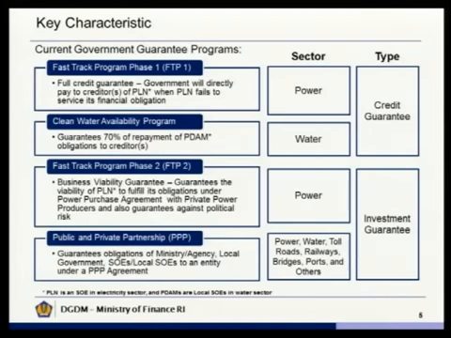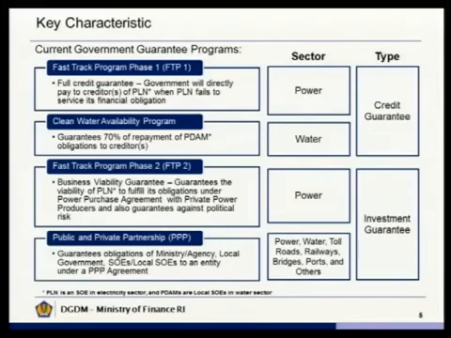The second program is clean water availability. This is a partial guarantee. The government guarantees only 70% of the principal of the PDAM obligation to the creditor. And the third, fast track program phase two. This is also where the government assigned PLN to build 10,000 megawatt, and the government guarantees the viability of PLN to fulfill its obligation under the power purchase agreement with the private power producer or independent power producer, and also guarantees against political risk in this program.